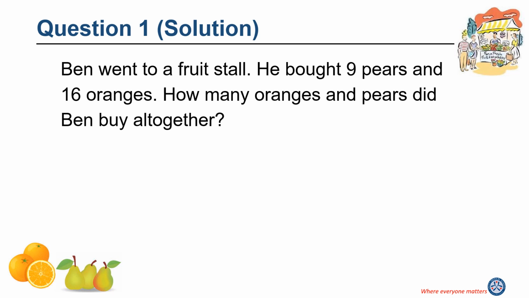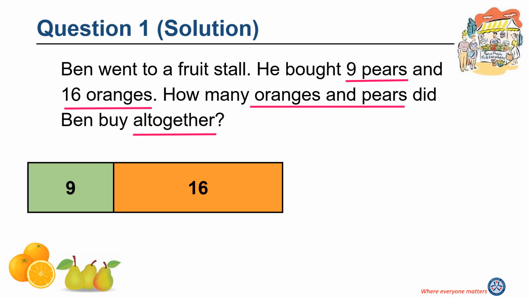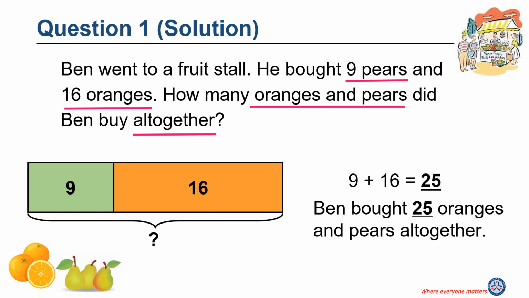In this question, Ben bought 2 different types of fruits, and we have to find the total number of fruits he bought. From the model, the whole is unknown, so we have to add the parts to find the whole. 9 plus 16 equals 25. He bought 25 oranges and pears altogether.